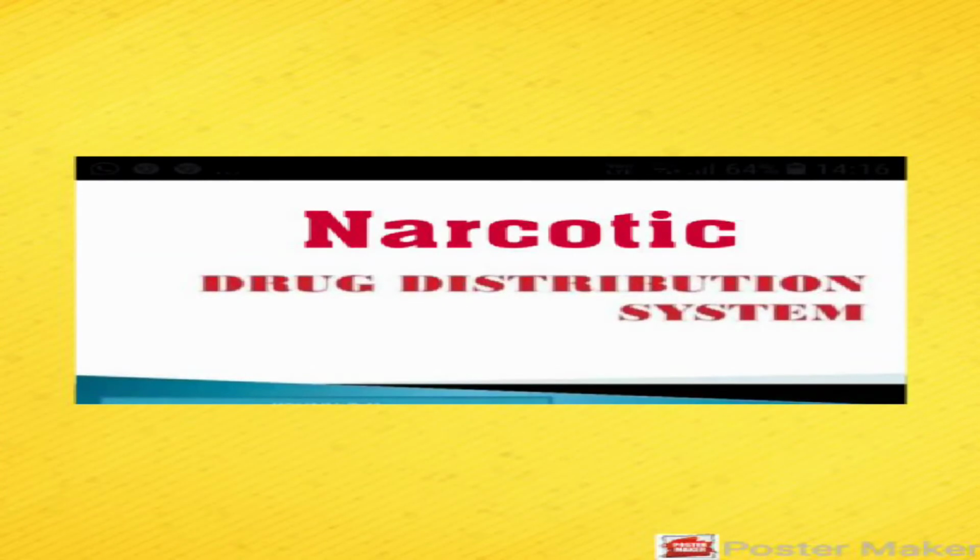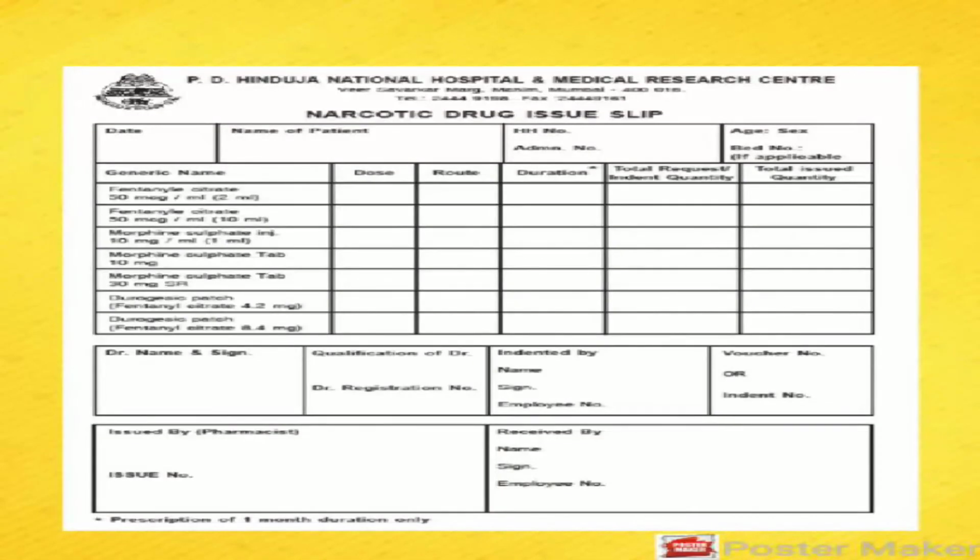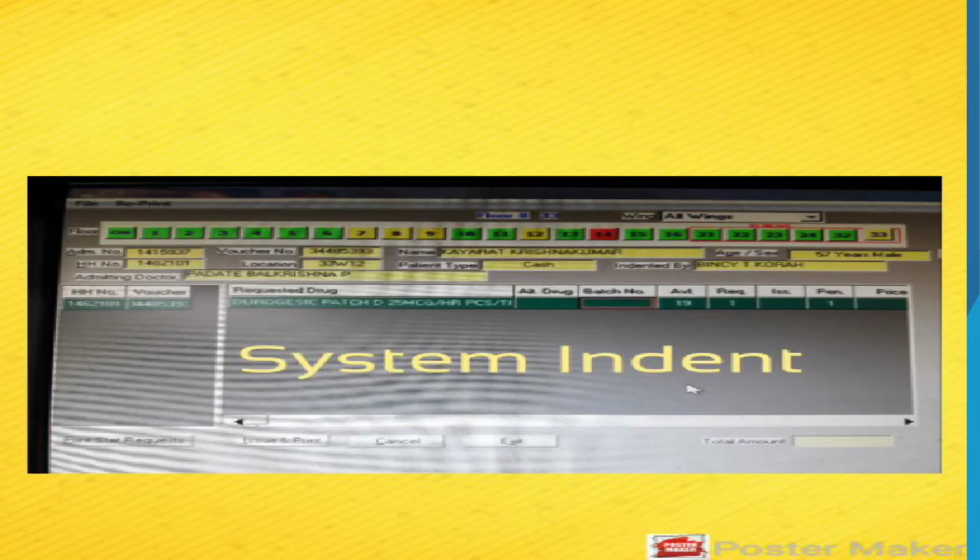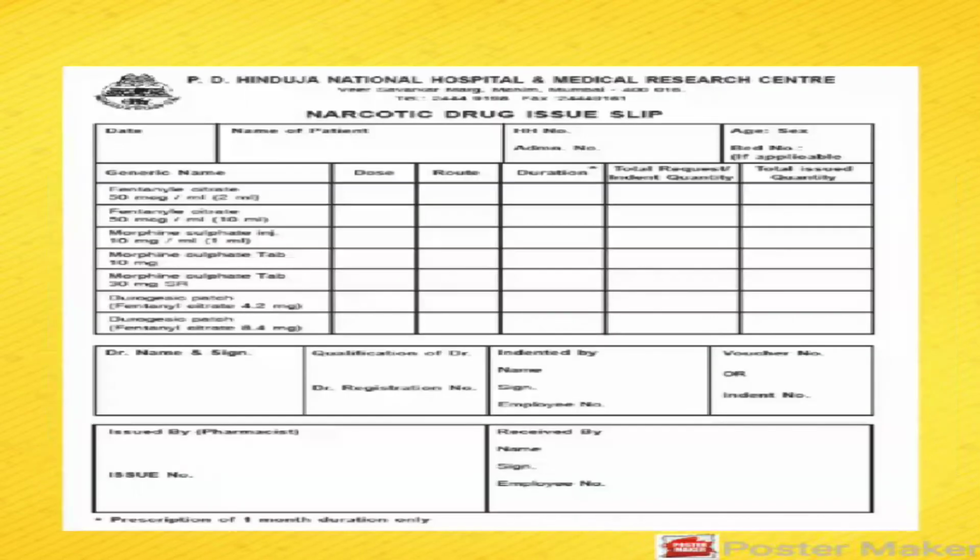Let's start with the narcotic drug distribution system. How do we dispense narcotic drugs? Nurses from various floors or any department raise a manual issue slip as well as a system indent of narcotic and psychotropic substances. Then pharmacists have a duty to check and match the manual slip with the system indent. What do we check?